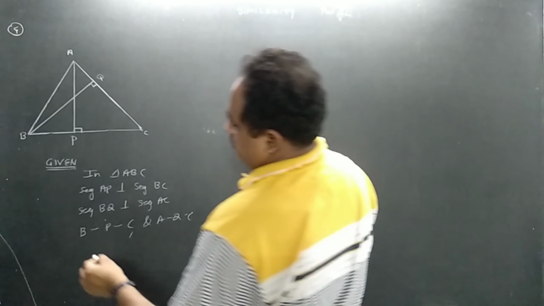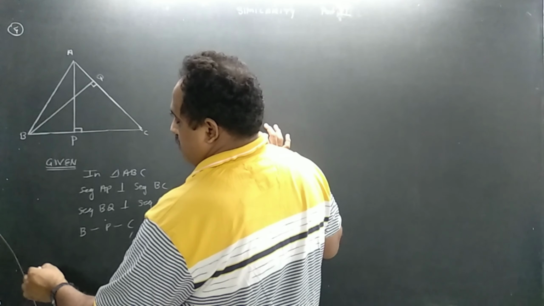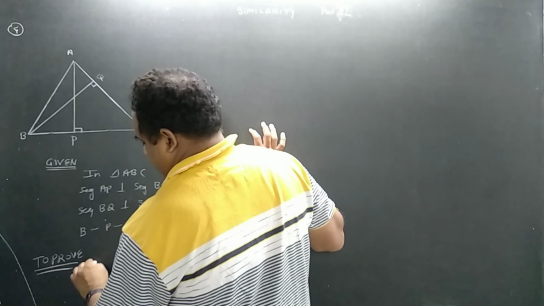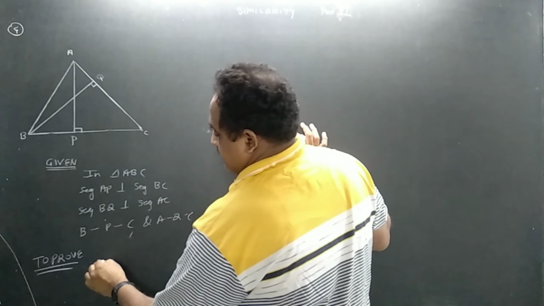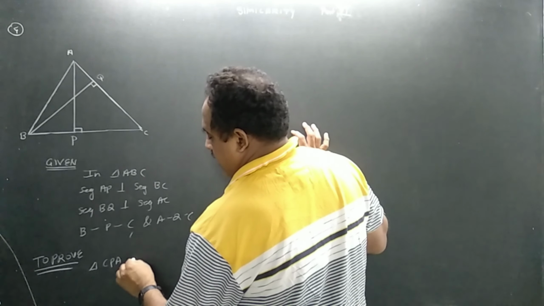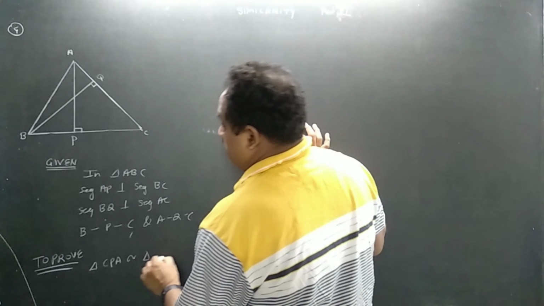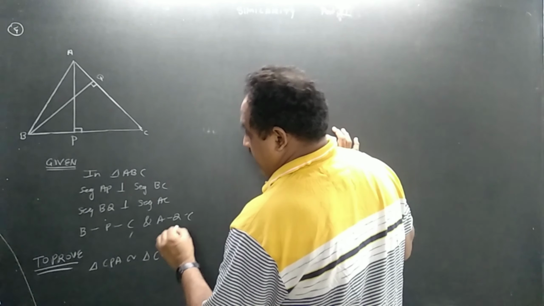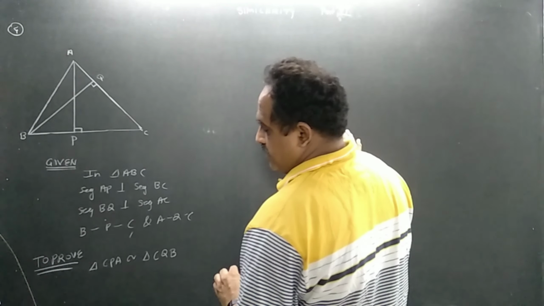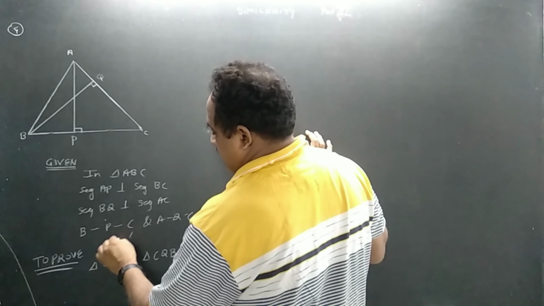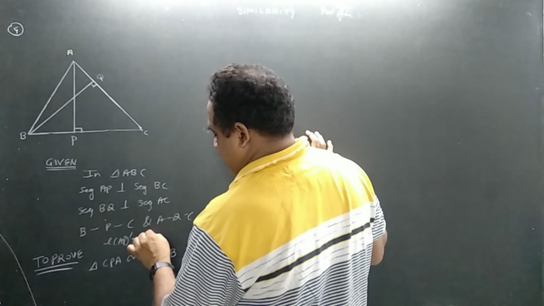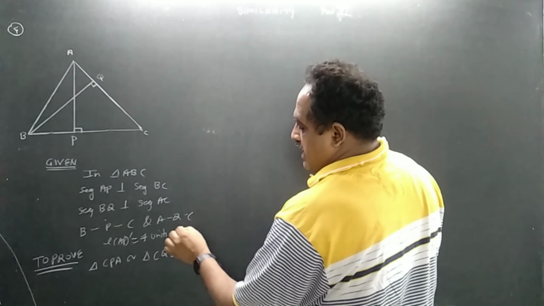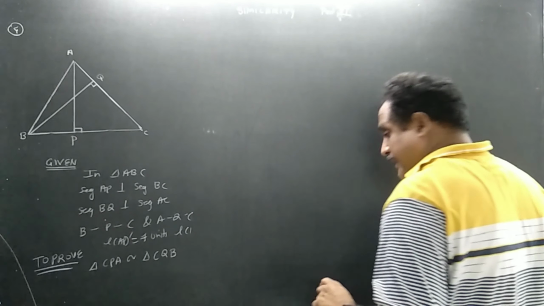Then what are they asked to prove? Prove triangle CPA is similar to triangle CQB. If length AP is equal to 7 units, length BQ is equal to 8 units. We'll do one thing, we'll remove that.